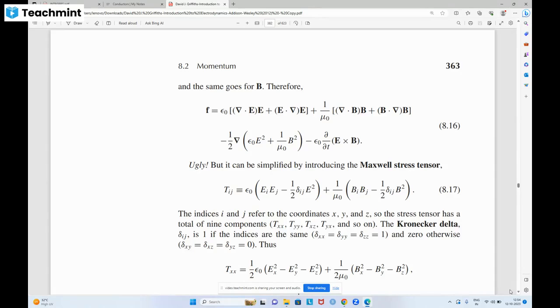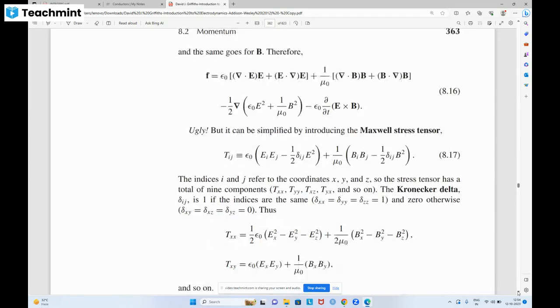Equation 8.17. The indices i and j refer to the coordinates x, y, and z. So the tensor has a total of 9 components. We have T_xx, T_yy, T_xz, T_yx and so on, like we have 9 components like this. Now the Kronecker delta delta_ij is 1 if the indices are the same, and 0 otherwise.